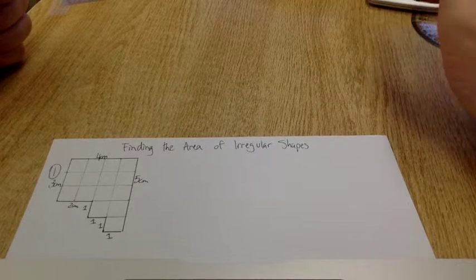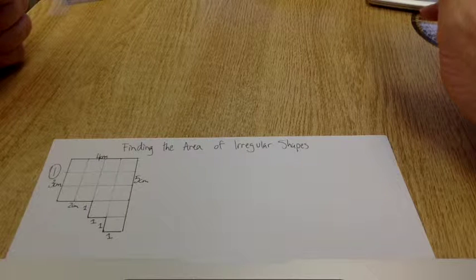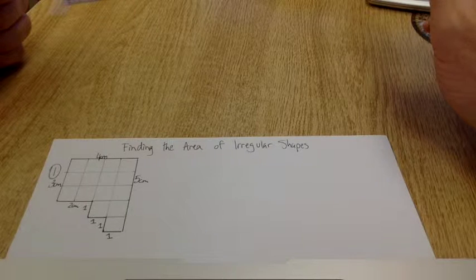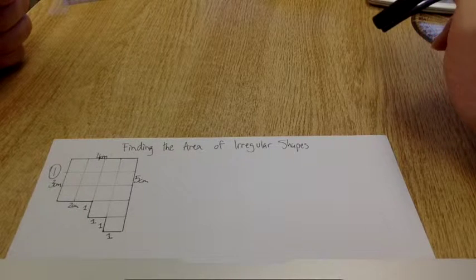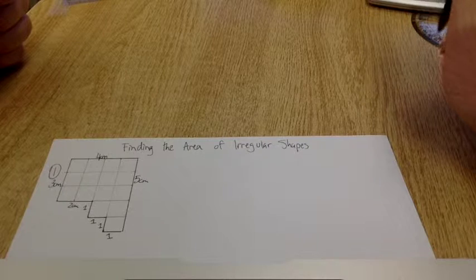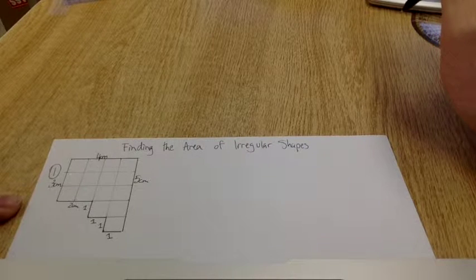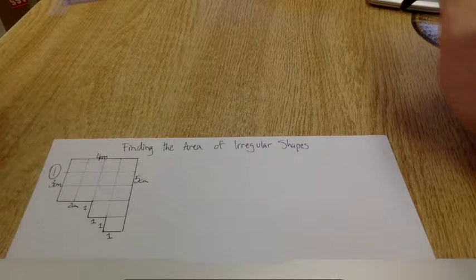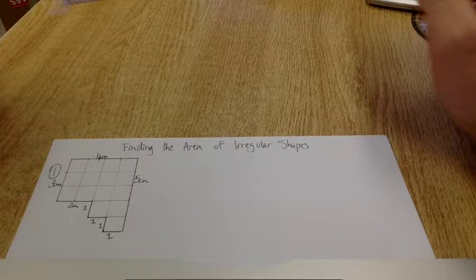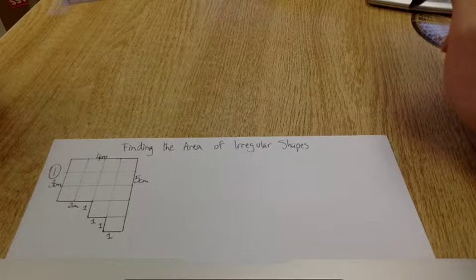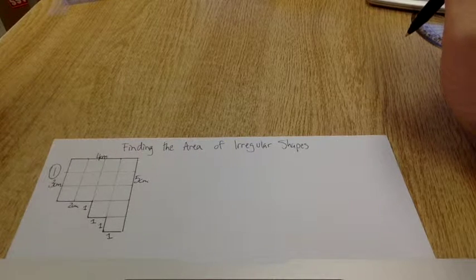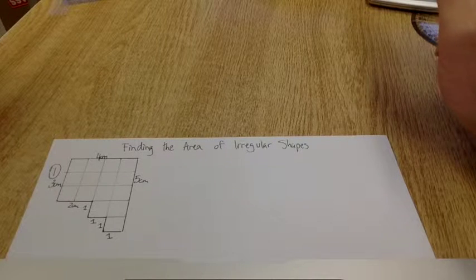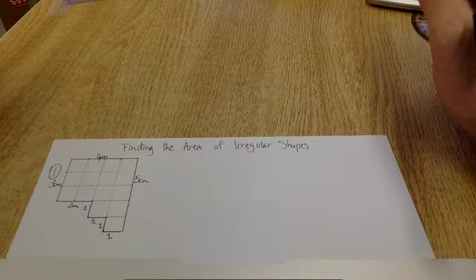Finding the area of irregular shapes is the topic for today's video. We've got a couple of irregular shapes that we're going to be looking at, and we're going to talk about a couple of different ways of finding the area of these irregular shapes. So here is the first shape, and we're going to start off with one really easy way of calculating the area of this irregular shape. This is especially handy when you have a shape that is on grid paper and you have straight lines throughout.